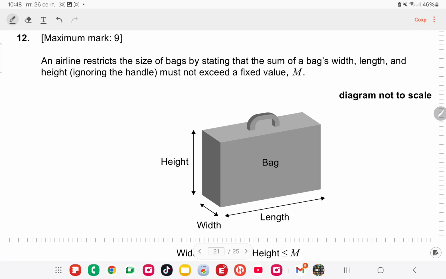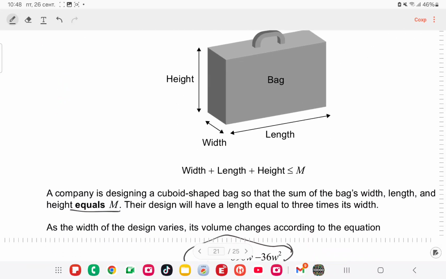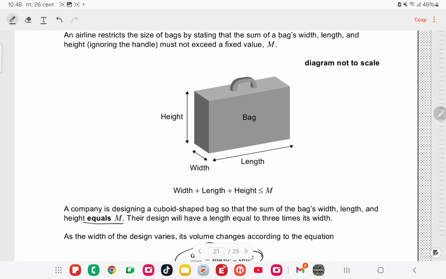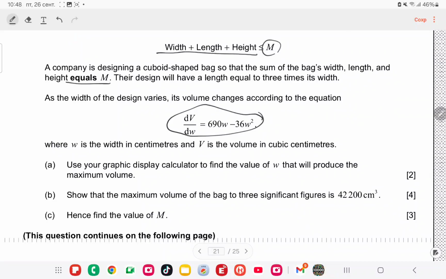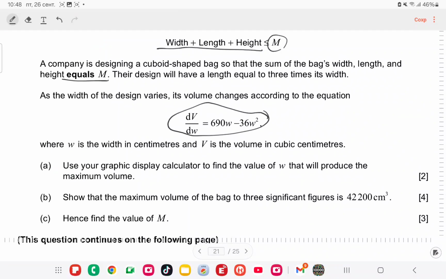An airline restricts the size of bags by stating that the sum of a bag's width, length, and height, ignoring the handle, must not exceed a fixed value, m. So the sum of these 3 dimensions must be less than or equal to m. A company is designing a cuboid-shaped bag so that the sum of the bag's width, length, and height equals m. They decide it will have a length equal to 3 times its width.